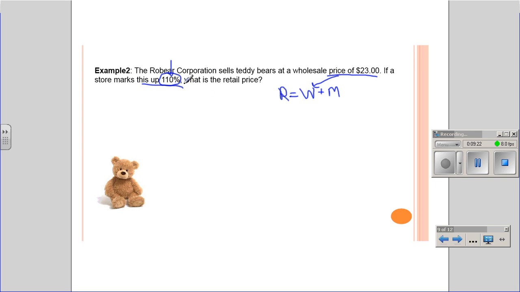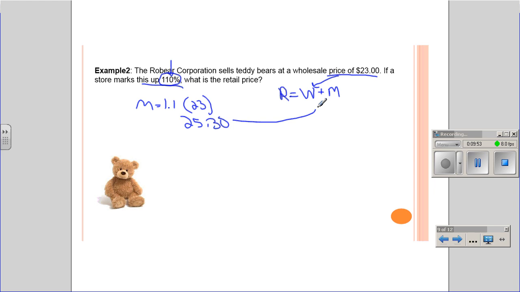All right, so now I have even more than that. So this should end up being more than $23 on top of the 23. So if I take 110% or 1.1 and I multiply that by 23, this will give me my markup. That gives me a markup of $25.30.